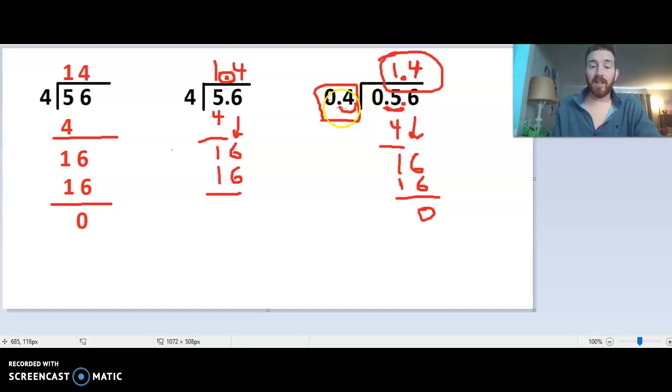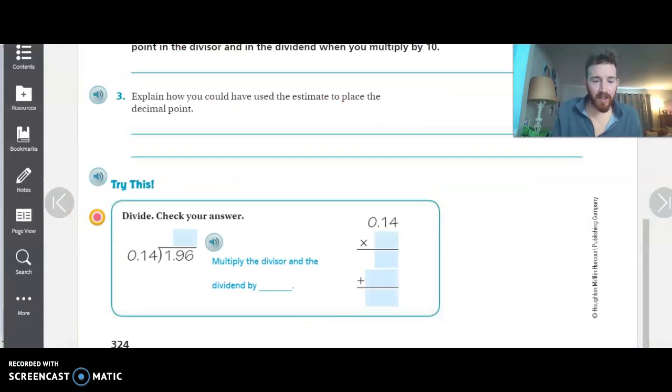I do whatever I have to do here to make this a whole number, and then I can do the same thing here to make it even out, and then I'll have the answer that I want, okay? So that's our big idea here. Let's go ahead and look at our next page.